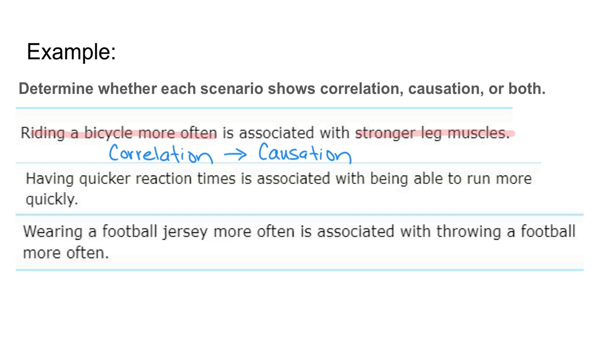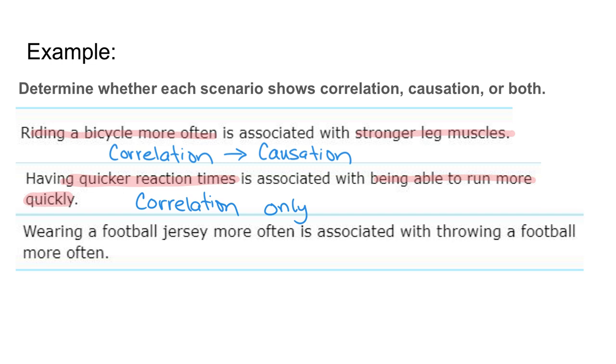B says having quicker reaction time is associated with being able to run more quickly. So they tell me that they're related. It's associated with that. So I know there's correlation here. Does reacting faster cause you to run more quickly? It does not. Some people are fast runners because of the way their bodies are designed. Some people are fast runners because of strategies and things that they use. But a quicker reaction time does not make you or cause you to be a fast runner. So this one is correlation only.